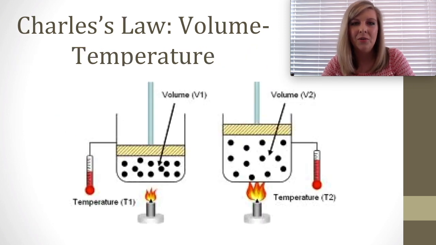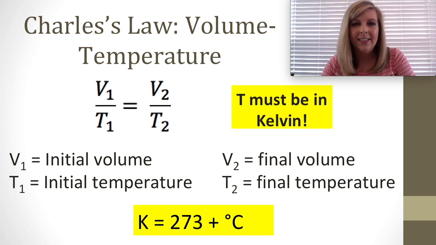This image shows what you saw in the video with the ping pong ball. As volume decreases, temperature decreases, and as volume increases, temperature also increases. This is the mathematical equation for Charles' law. V1 over T1 equals V2 over T2, where V1 is your initial volume, T1 is your initial temperature, V2 is your new volume, and T2 is your new temperature.